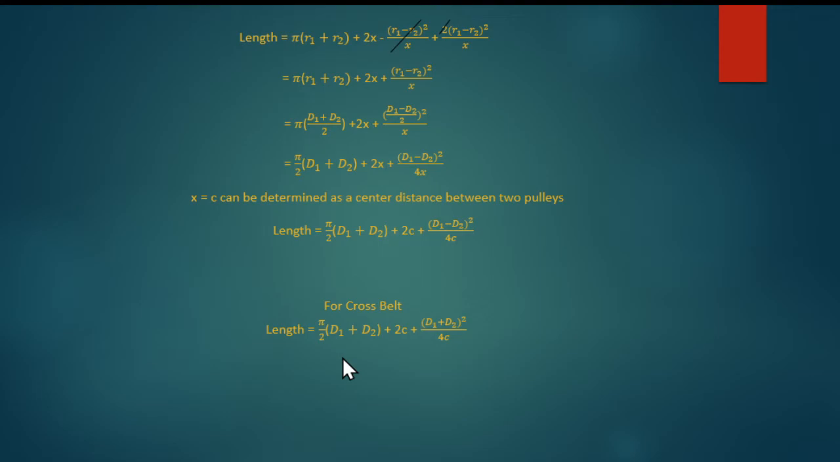So for the cross belts, the length is equal to pi over 2 times d1 plus d2 plus twice the center plus d1 plus d2 raised to 2 over 4c. We know that the difference between the open and cross belt is the sign. So for the open belt it is minus, for the cross belt the sign is plus. So it is easy to remember.